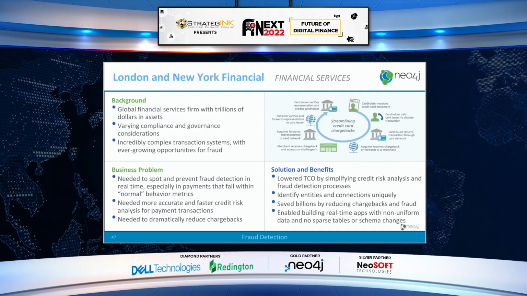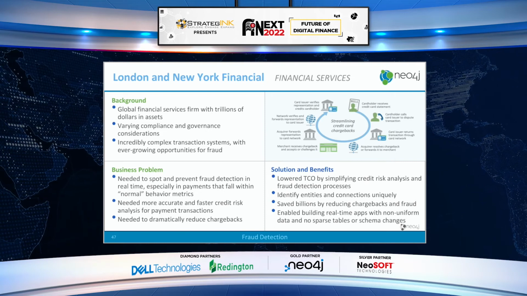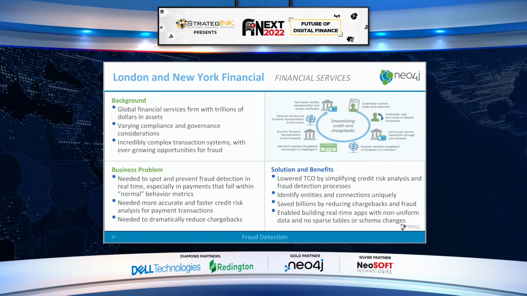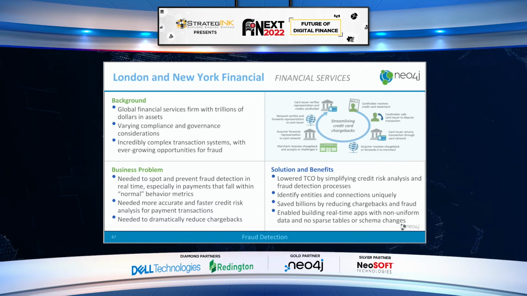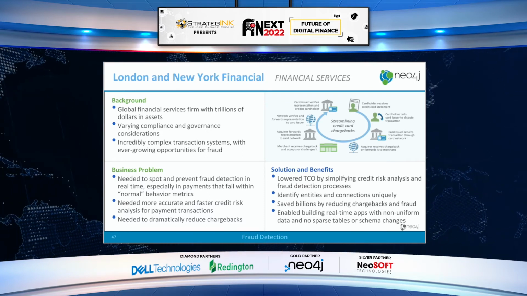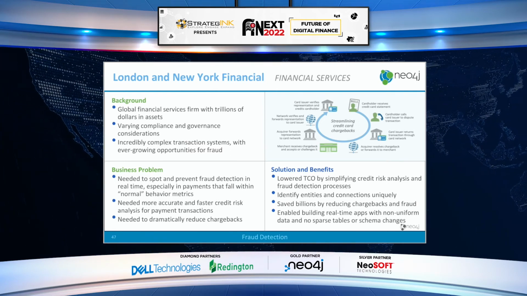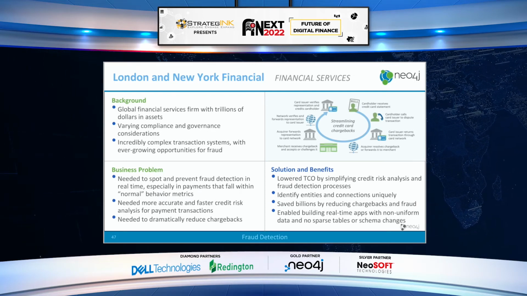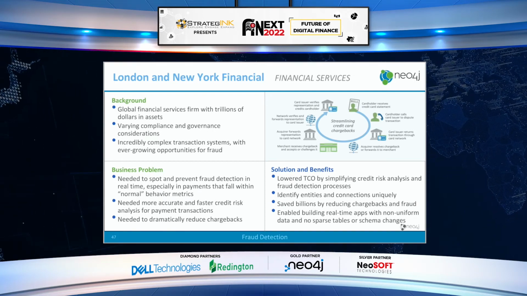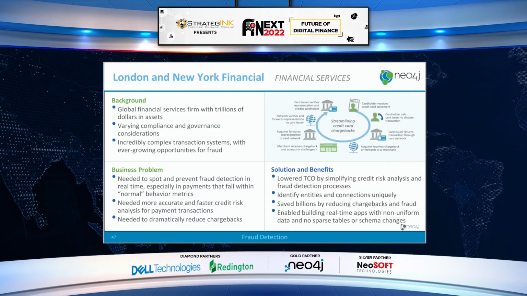After implementing Neo4j, they've been able to lower the TCO by simplifying the entire credit risk analysis by reducing the number of man hours and teams responsible for manual work, for speeding up the process of new creations, identifying entities uniquely, and they have saved billions by reducing the chargebacks and frauds. And all of this is built for real-time, high-scale, trillions of transaction scale.